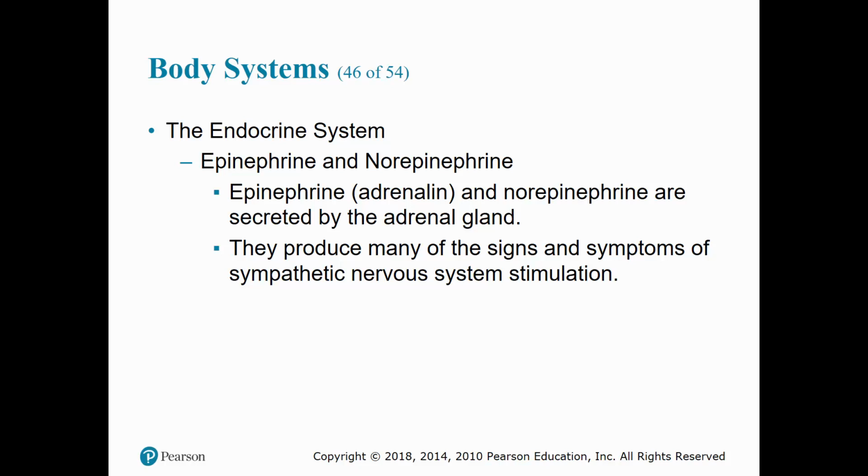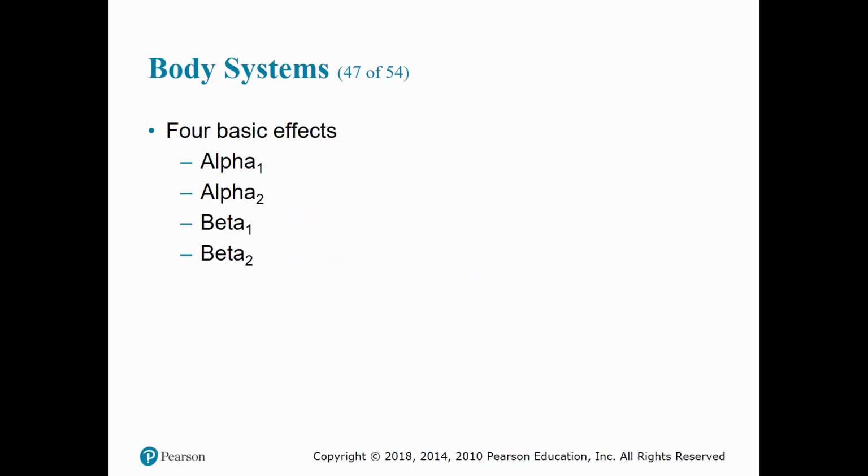Epinephrine, also known as adrenaline, and norepinephrine are two hormones secreted by the adrenal gland. These hormones produce many of the signs and symptoms seen in patients when the sympathetic nervous system is stimulated. To understand these signs and symptoms that are produced, you must first understand the basics of the four effects, alpha 1 and 2 and beta 1 and 2, activated by these hormones. Norepinephrine has mostly alpha 1 and alpha 2 properties, with lesser beta 1 and 2 properties. The primary effects of norepinephrine are on the blood vessels. The body, when it releases epinephrine and norepinephrine, is helping to compensate for shock.